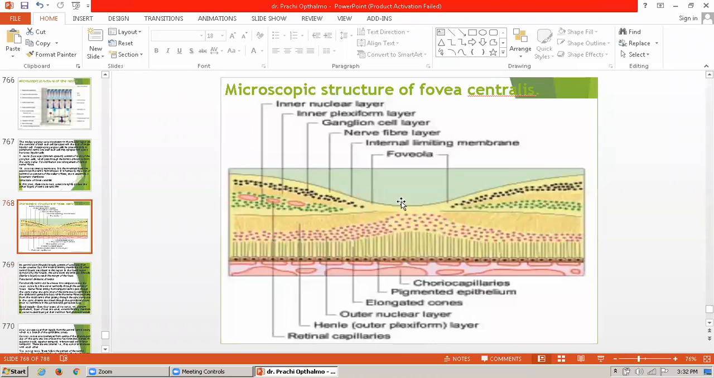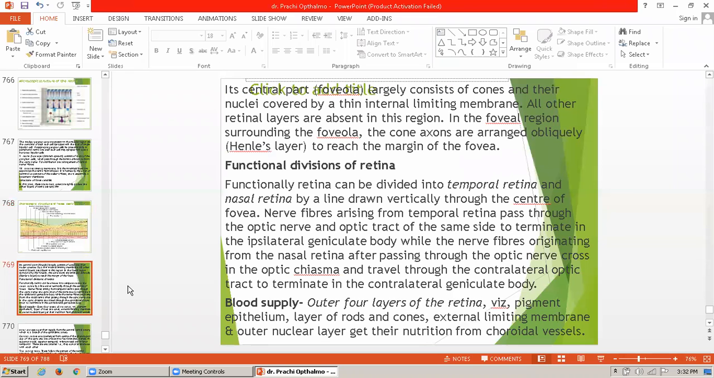So here this is the foveola, and just below that there is the outer nuclear layer, and under that there is the outer plexiform layer, in which it contains longitudinal lines. In the foveal region surrounding the foveola, the cone axons are arranged obliquely, that is the Henle layer, to reach the margin of the fovea.